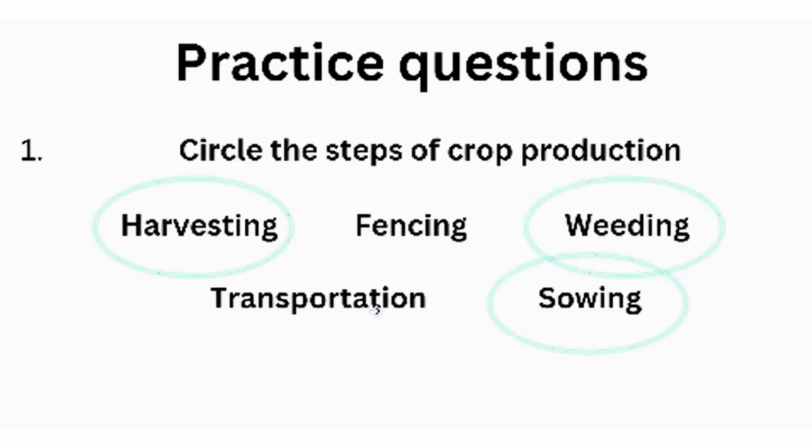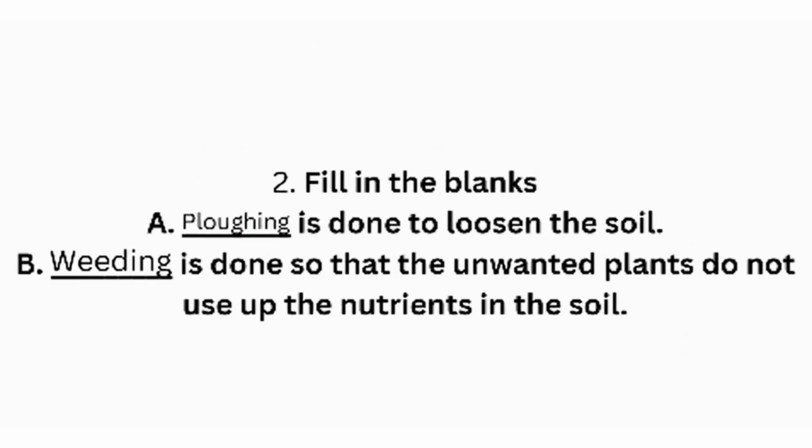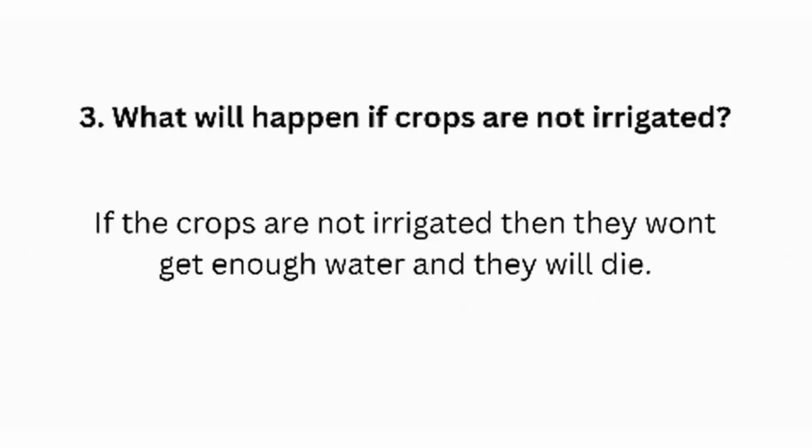Practice questions. Question 1. Circle the steps of crop production. Harvesting, weeding, and sowing are the steps of crop production. 2. A. Dash is done to loosen the soil. Answer. Plowing is done to loosen the soil. B. Dash is done so that the unwanted plants do not use up the nutrients in the soil. Answer. Weeding is done so that the unwanted plants do not use up the nutrients in the soil.